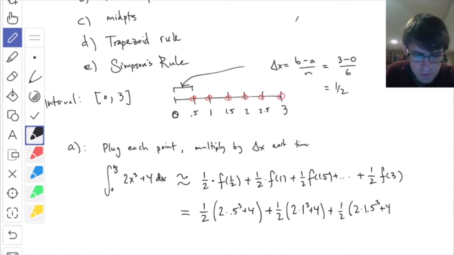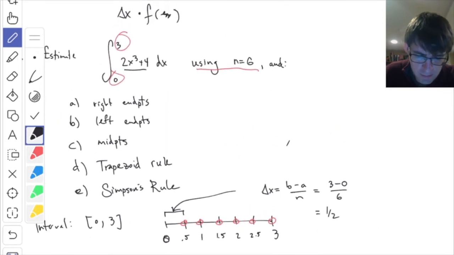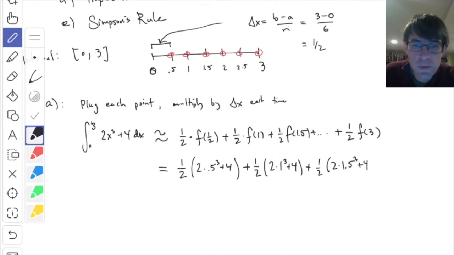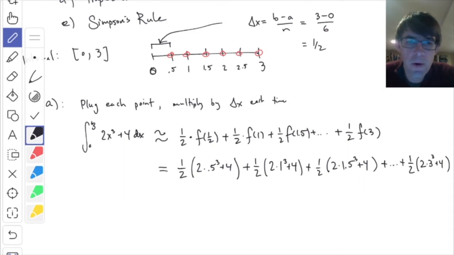Is it cubed or squared? I think I wrote squared at the beginning. Sorry, no, it is cubed. All right. Losing my mind here. All right, and the last one is 1/2 times 2 times 3 cubed plus 4. Squeezed it in there. All right.